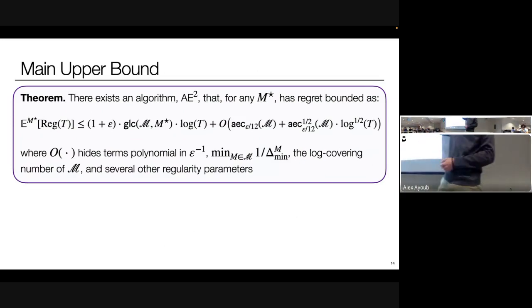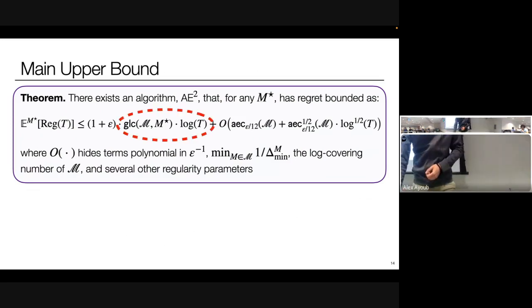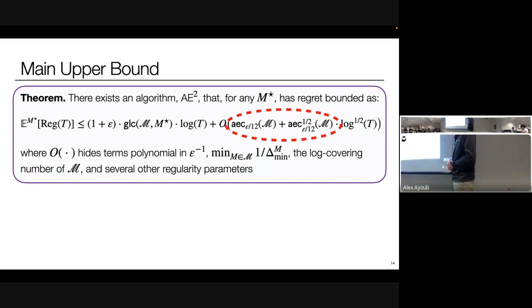There is an algorithm we call A squared that for any instance M star has regret bounded as the Graves and Lai constant, so the correct leading order term, but then a lower order term that scales primarily with the AEC. And I'm hiding various other terms here having to do with, say, the minimum gap, the log covering number of my class, stuff like that. See the paper for all the details on that. But the key takeaway is, in this informative example I just showed you, you're going to get an N here. It's going to precisely quantify the cost of learning this informative arm. So algorithmically, this actually does work. The AEC is really capturing something that we can implement.